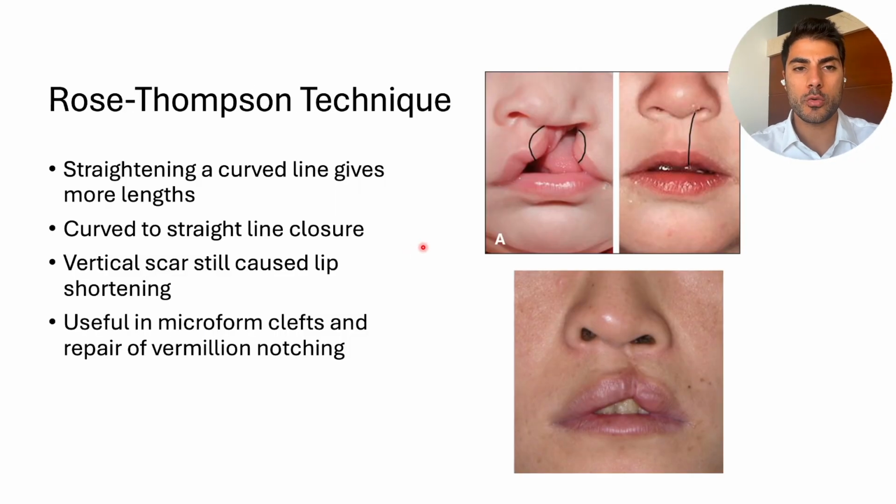Then came the Rose-Thompson technique. So it was based on the theory that straightening a curved line would offer us more length. So this is a curved line. When we straighten this curved line, it will offer us more length, but still we had two problems. The first one was a very long vertical scar that caused contraction. And the second problem was we still had a shorter lip, and thus we still had a notch. And this was only useful in microform clefts, so in small clefts, where the notching is very small.